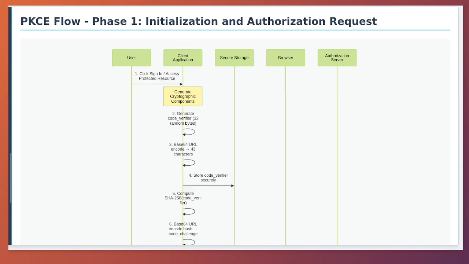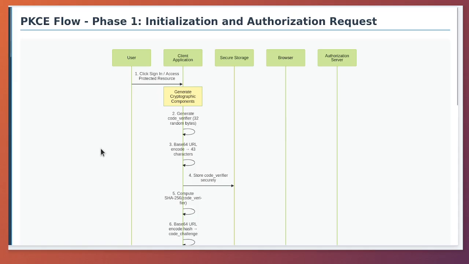The flow starts with the user initiating a login action. This could be clicking a sign-in button in the application or trying to access a protected resource that requires authentication. At this moment, the client application, that is the app the user wants to use, springs into action to prepare for the secure authentication process.